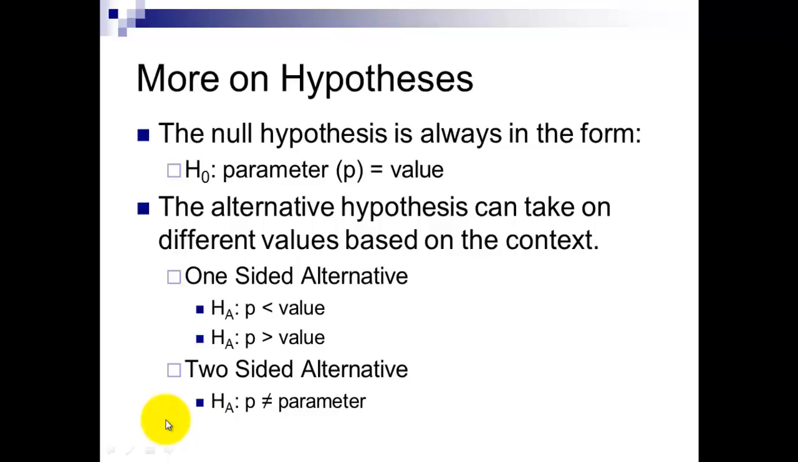Hypothesis. The null hypothesis is always in the form H naught: some parameter equal to some specific value. The alternative hypothesis can take on different values based on the context, and you can have a one-sided alternative hypothesis or a two-sided one. And we saw that in the warm-up today.